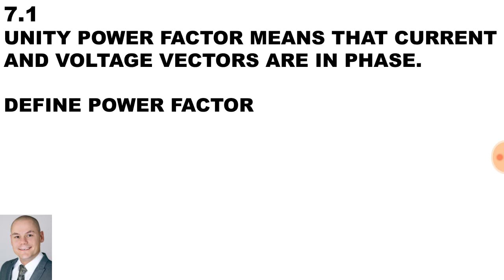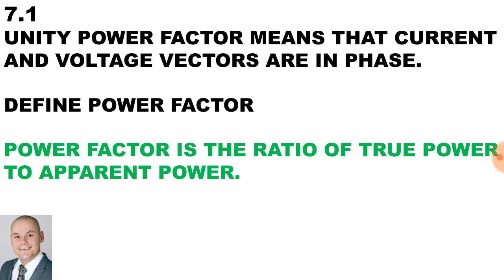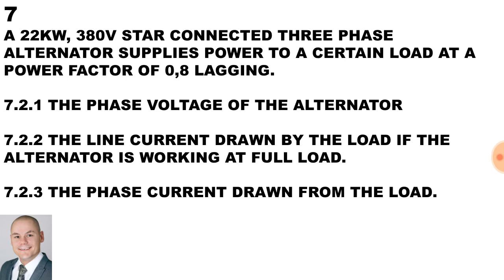Question 7.1. Unity power factor means that the current and voltage vectors are in phase. Define power factor. Power factor is the ratio of true power to apparent power. Right, here we have an alternator.